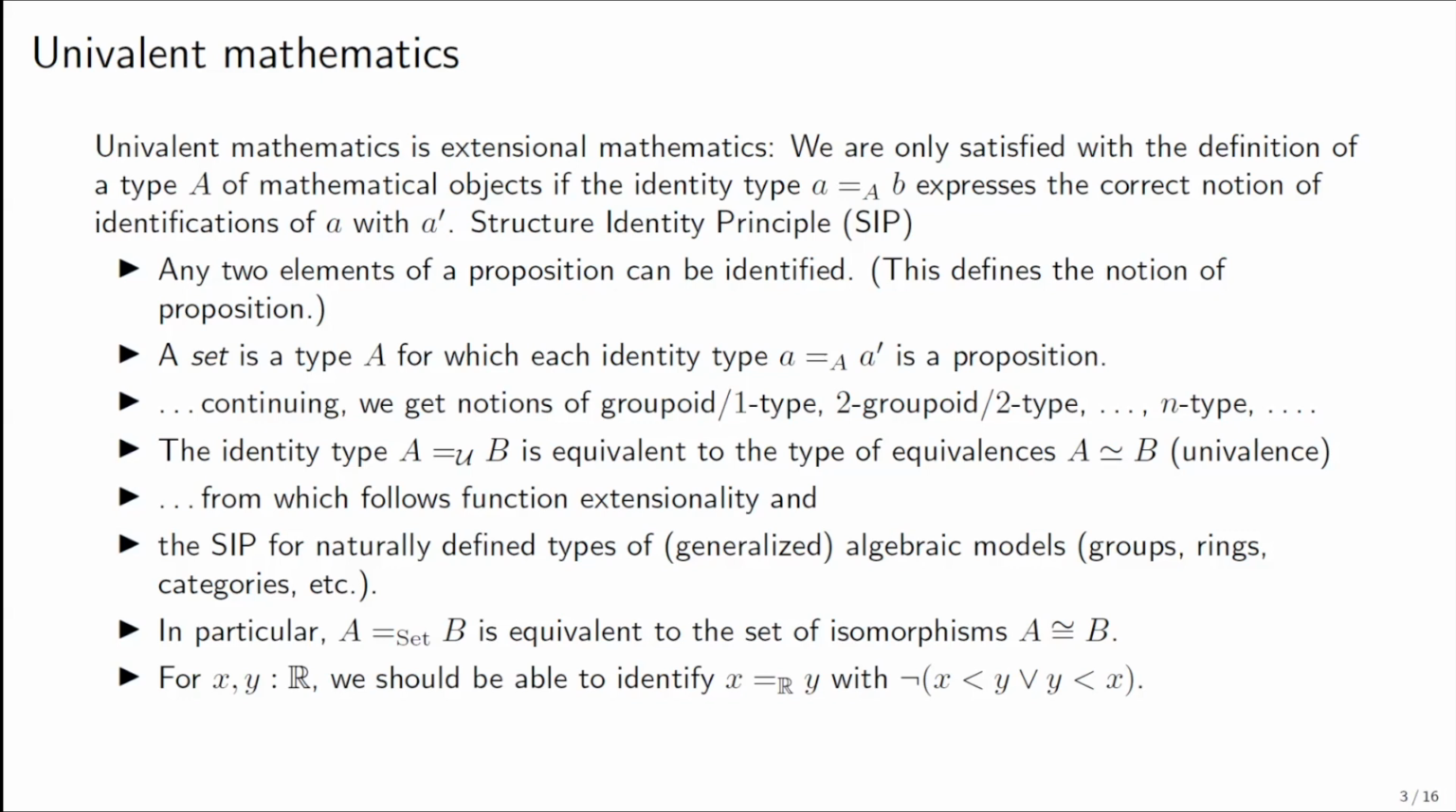So we can define the notion of a proposition as a type, any two elements of which can be identified. And that is what it means to be a proposition. And then we say a set is a type for which the identity types are propositions. And continuing, we carve out one type, so groupoids, and two types, and so on, but not every type lives somewhere in this hierarchy. You can take identities of identities of identities, and it's always interesting. There's always some structure there.